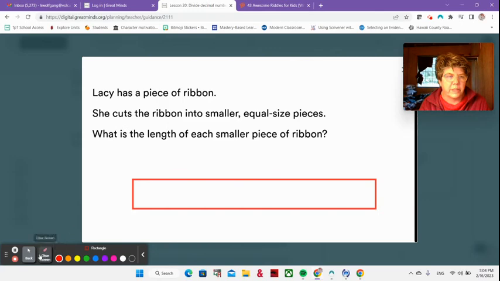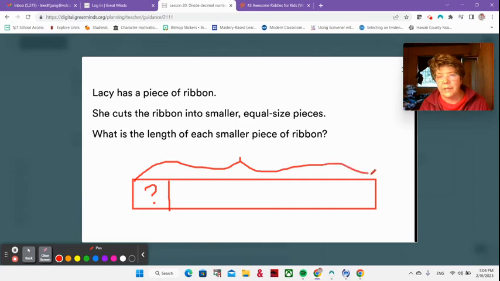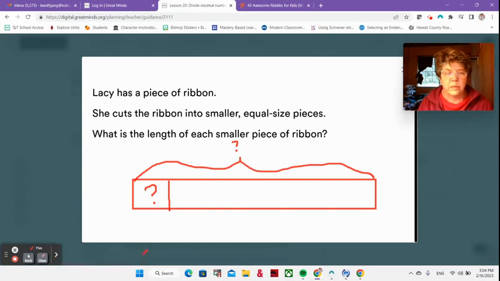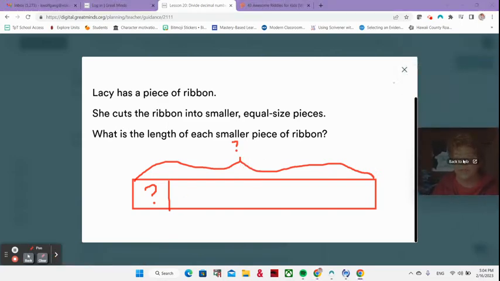So let's go ahead and cut. Do we know how many pieces? We don't know how many. We need to know the length of each smaller piece, and we probably also need to know the length of the total, right? But we don't have all the information that we need here. So let's get a little more information.